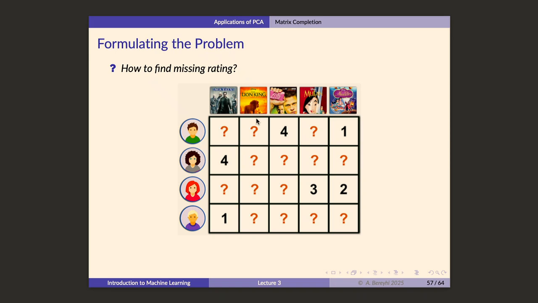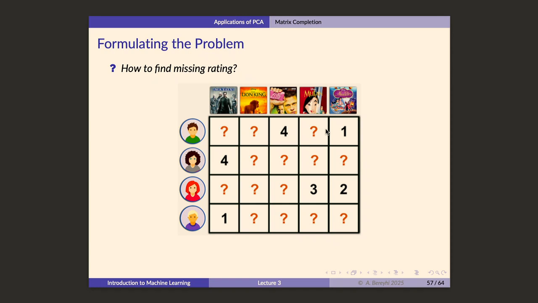And why do you want this? Because, for instance, when you open Netflix, it's going to recommend you something, because you have seen this movie, so maybe you are interested in that one, okay? So now, the question is how you can find these missing points inside your rating matrix. And again, you can look at it as a PCA problem.